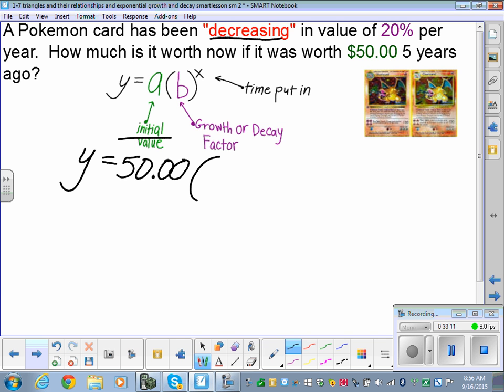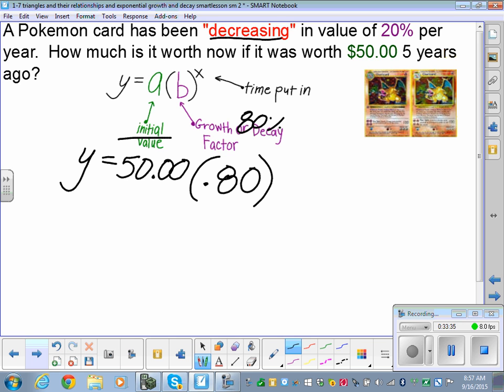In the beginning of time, it was worth 100. It's now decreasing by 20%. So it's worth 80% of its value. So does everybody understand how it's worth 80% of its value? It started at 100. Minus 20% makes it worth 80%. Does everybody get that? So this is 0.80. You have to write it as a decimal. And then raised to the x power, and it's 5 years.